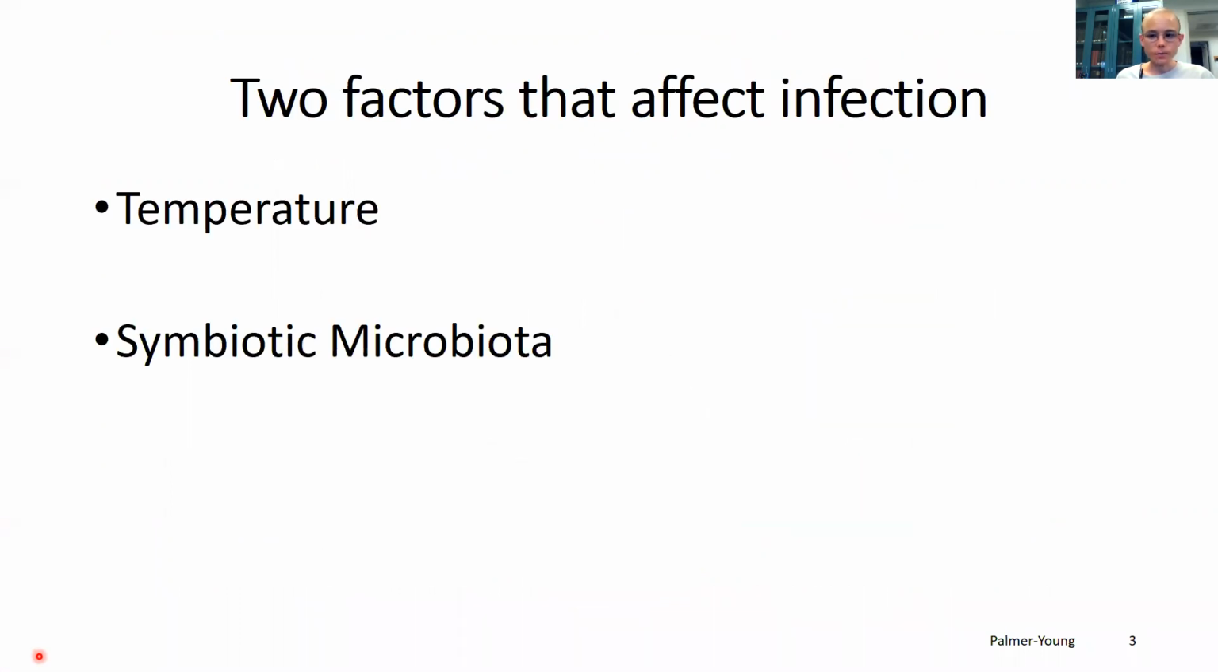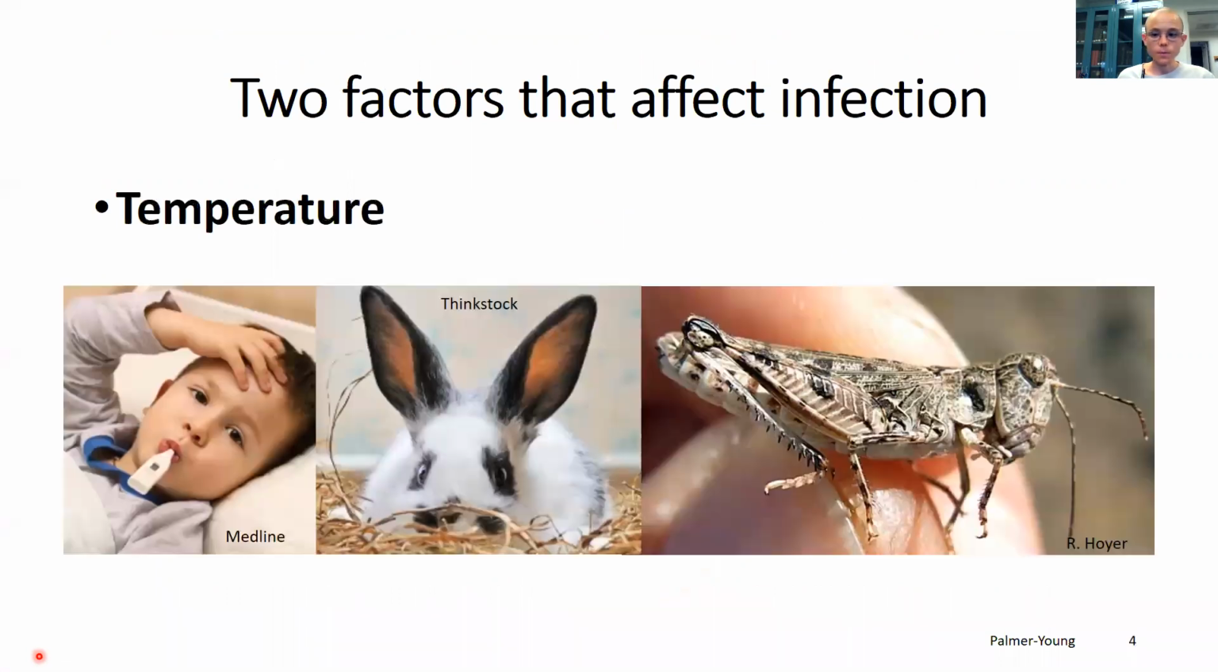Temperature and symbiotic microbiota are two factors that can affect host resistance to infection. A common response of humans to infection is fever and elevation of body temperature. Other animals also use behavioral or metabolic methods to elevate their body temperatures when infected. These high temperatures can directly inhibit parasite growth or potentiate host immunity, and can reduce infection in mammals, reptiles, and insects.